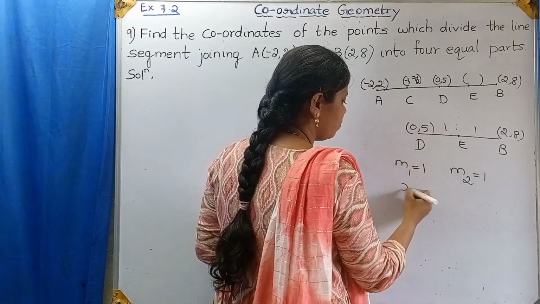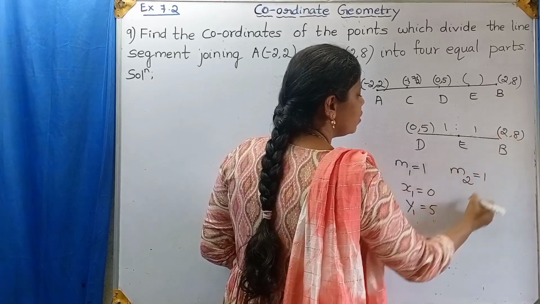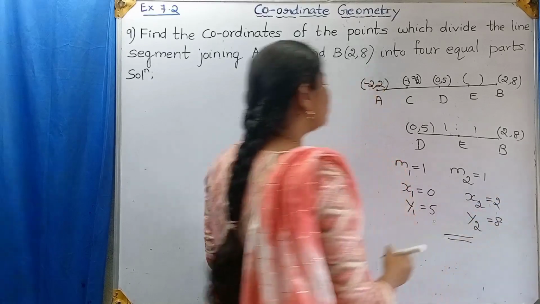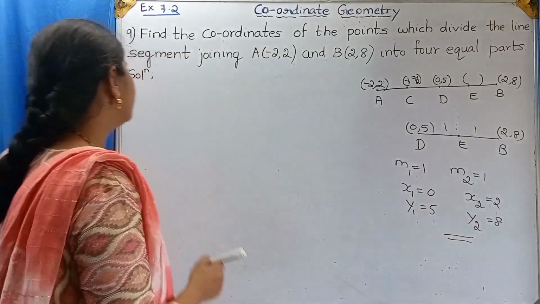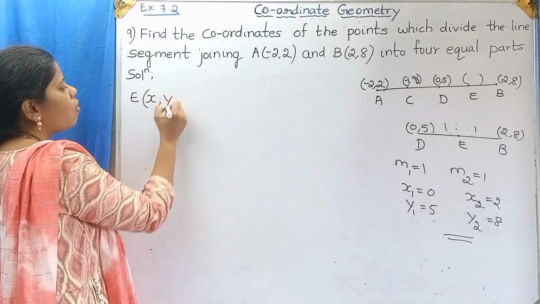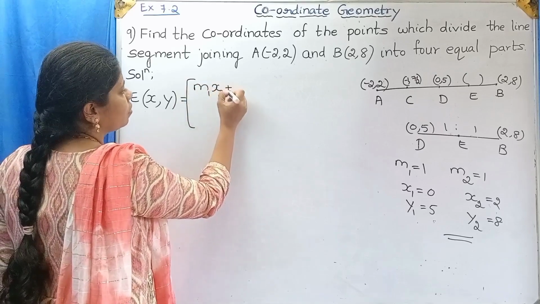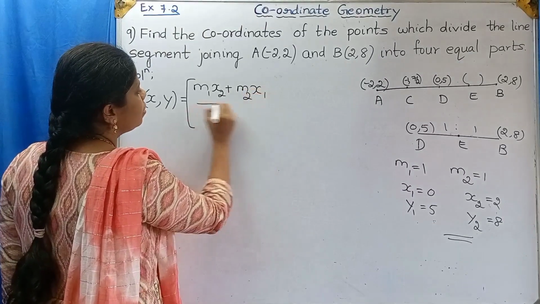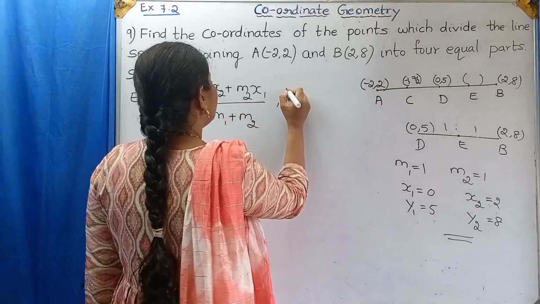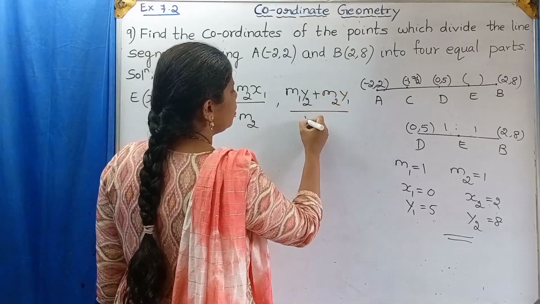This is our x1, y1: x1 is 0 and y1 is 5. x2 is 2 and y2 is 8. Now let us substitute this in the section formula. We are finding the coordinate of the point E. Therefore, E(x, y) is equal to (m1 x2 + m2 x1) divided by (m1 + m2), comma, (m1 y2 + m2 y1) divided by (m1 + m2).